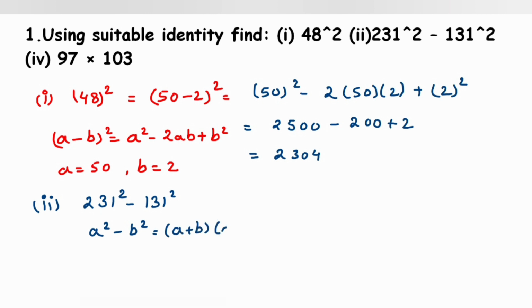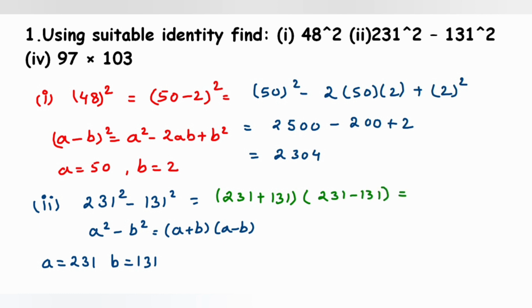minus b), right? We're going to use this identity where a value will be equal to 231 and b value will be equal to 131. Now from here we can substitute the value. We'll get (231 plus 131) multiplied by (231 minus 131). So 231 plus 131, when you add up, we'll get 362. So 362 multiplied by 231 minus 131, which is 100. So we'll get 36200. This is the answer for the second question.